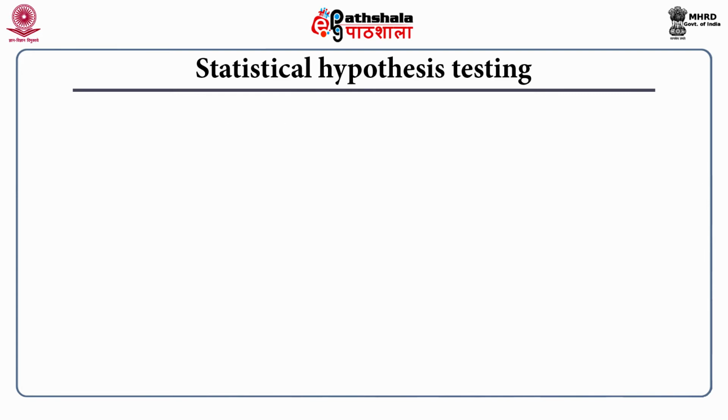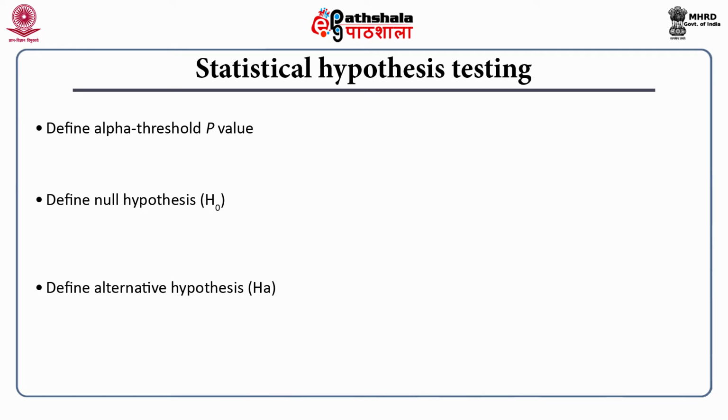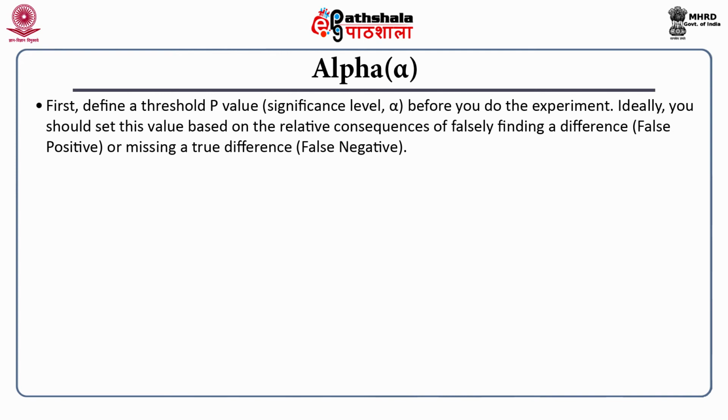Statistical hypothesis testing works by the following steps. The first step is to define the alpha, that is the threshold p-value. I will explain what the p-value is subsequently in this module. Define the null hypothesis, also called H0. Define the alternate hypothesis, HA. Finally, calculate the p-value and decide the fate of the scientific hypothesis.